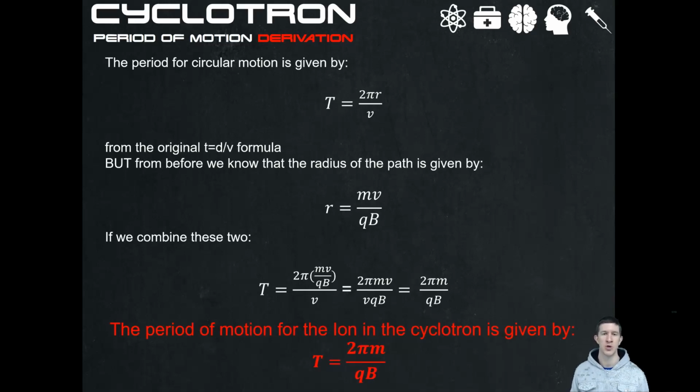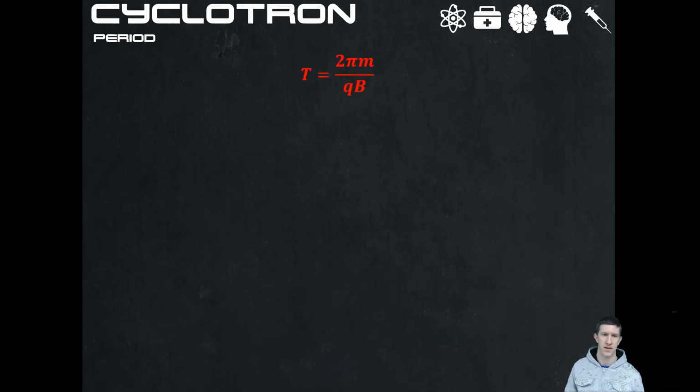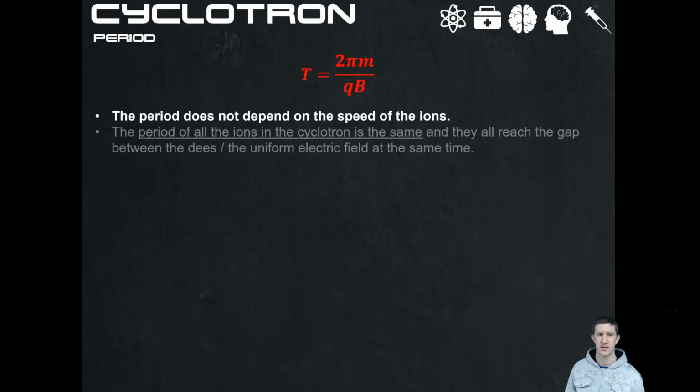The period of motion for the ion in a cyclotron is given by T for period is equal to 2π times the mass of the object divided by the charge of the object and the strength of the magnetic field. It's important to note, what are we missing here? There is something not in this formula that probably breaks a lot of common misconceptions. The period does not depend on the speed of the ions.